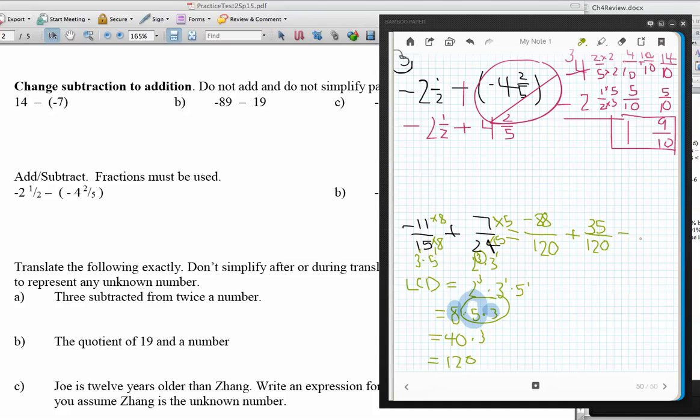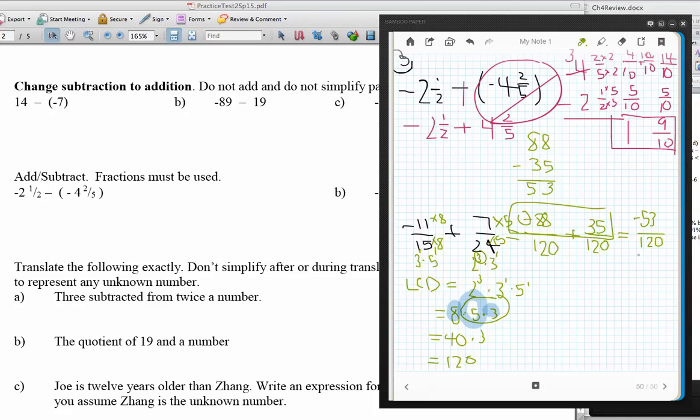Now with those, I can go ahead and add up the numerators and carry along the common denominator. So in this one, I have negative 88 minus 35. So we have 8 minus 5, which is 3, and 8 minus 3, which is 5, and the bigger number is negative, so this is going to be a negative 53.